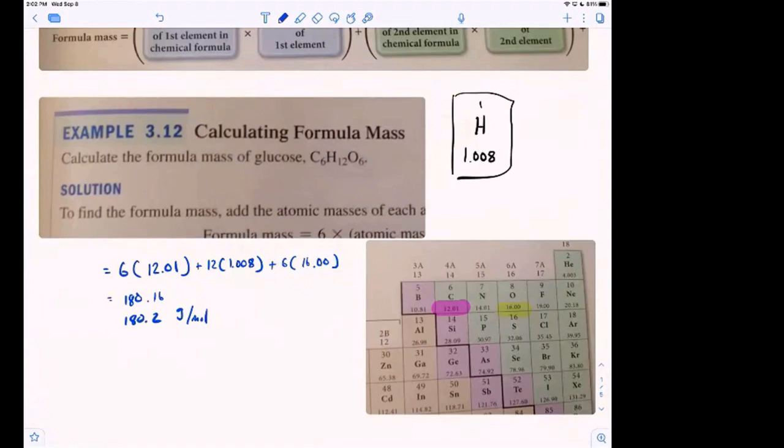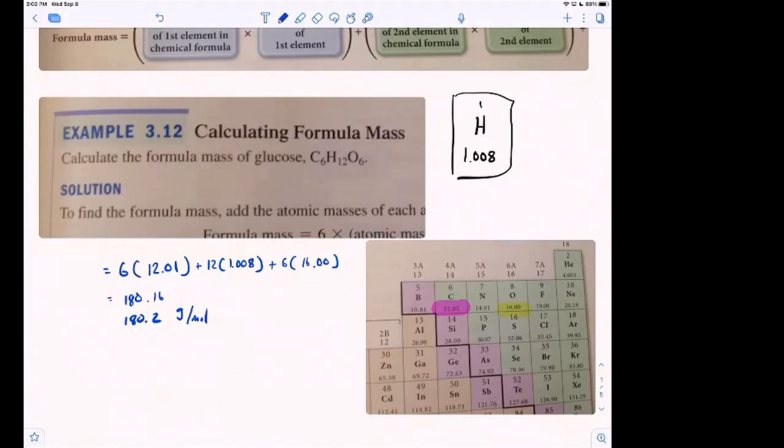Oxygen here, you can't see, that's 16. I'm sorry, hydrogen. Hydrogen on top. So 12 hydrogens. Hydrogen is 1.008. Oxygen 16, so 6 times 16. You sum it up, you get 180. So, questions so far?